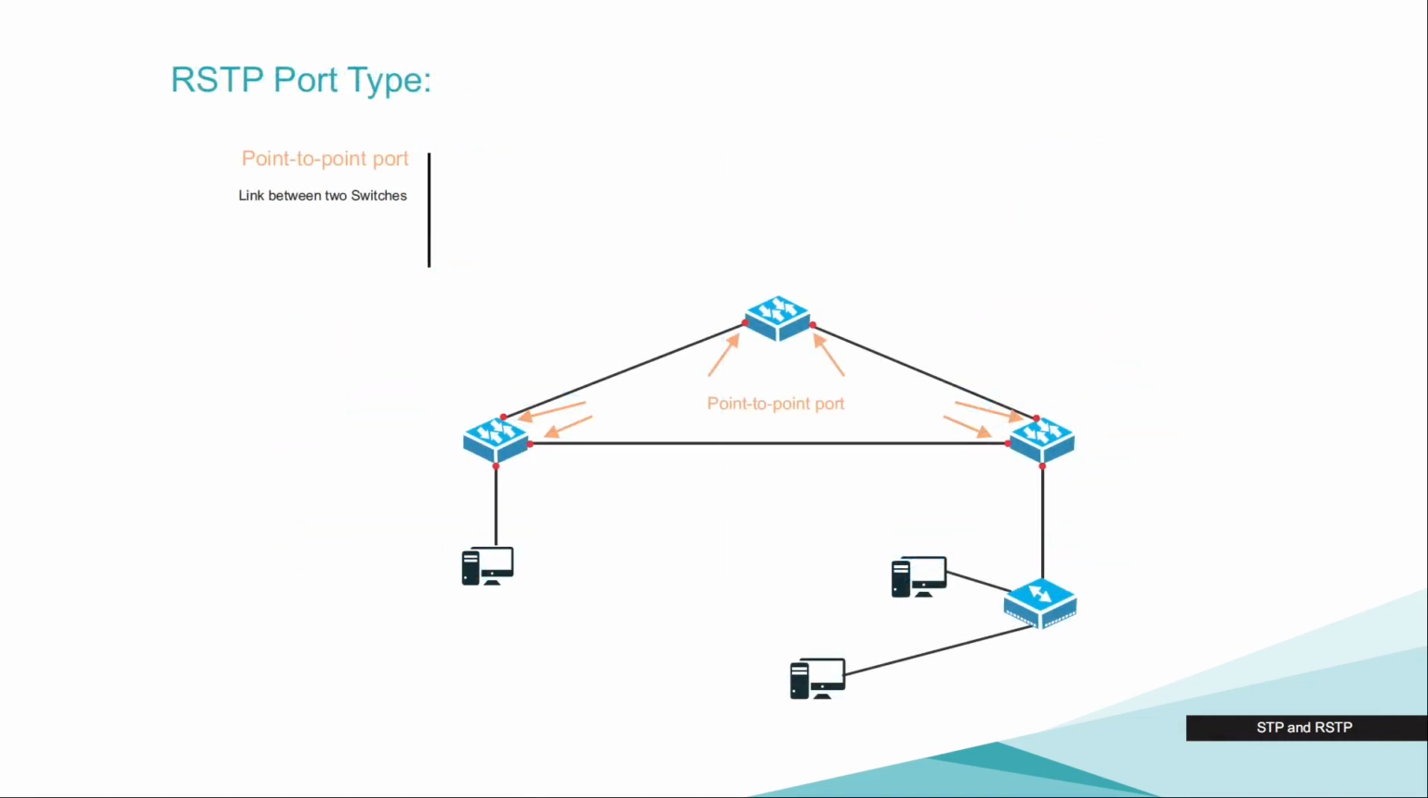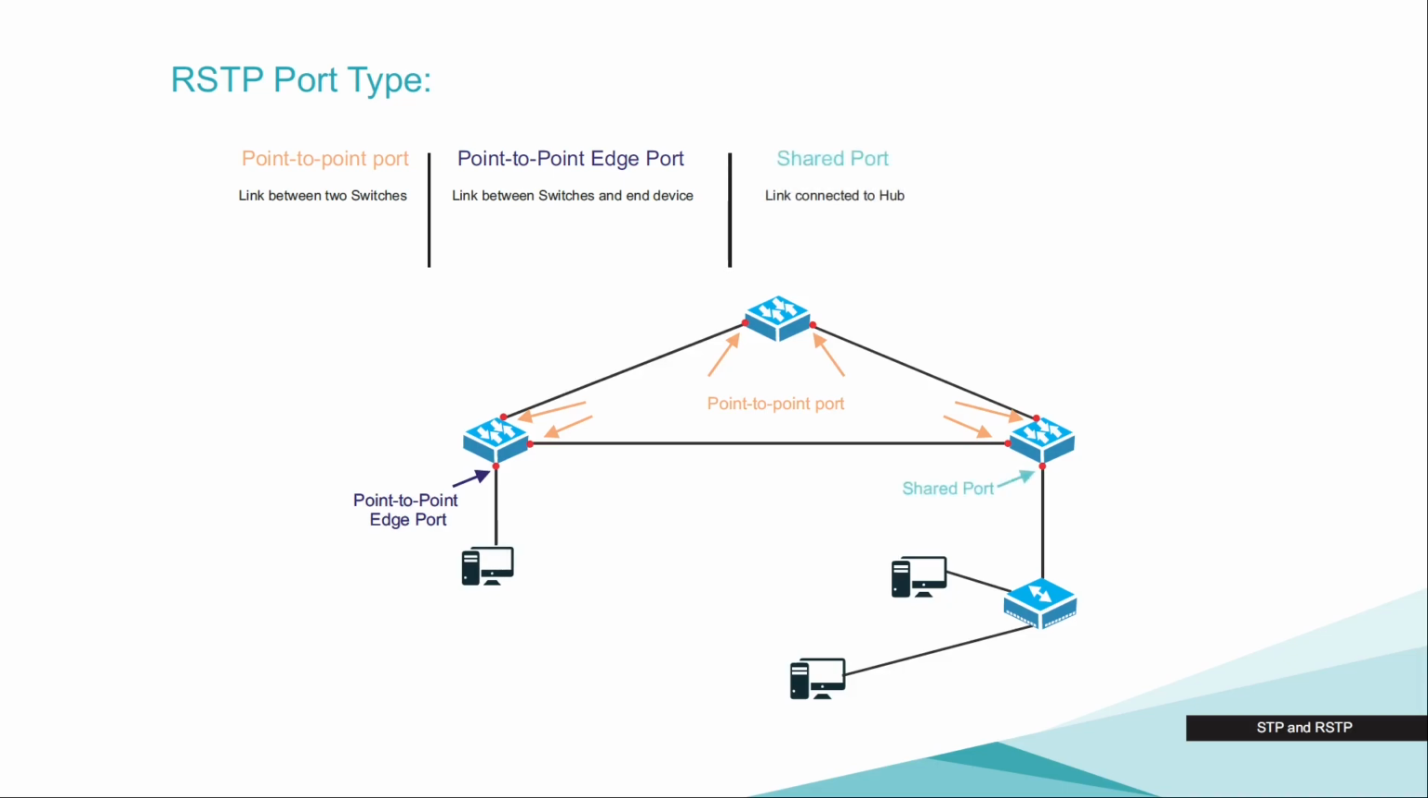For RSTP, we have new port types. The first type is the point-to-point port, which is the link between two switches, as we can see in our topology. Next we have the point-to-point edge port, which is the link between switches and end devices. After that, we have the shared port, which is the link between a switch and a hub.